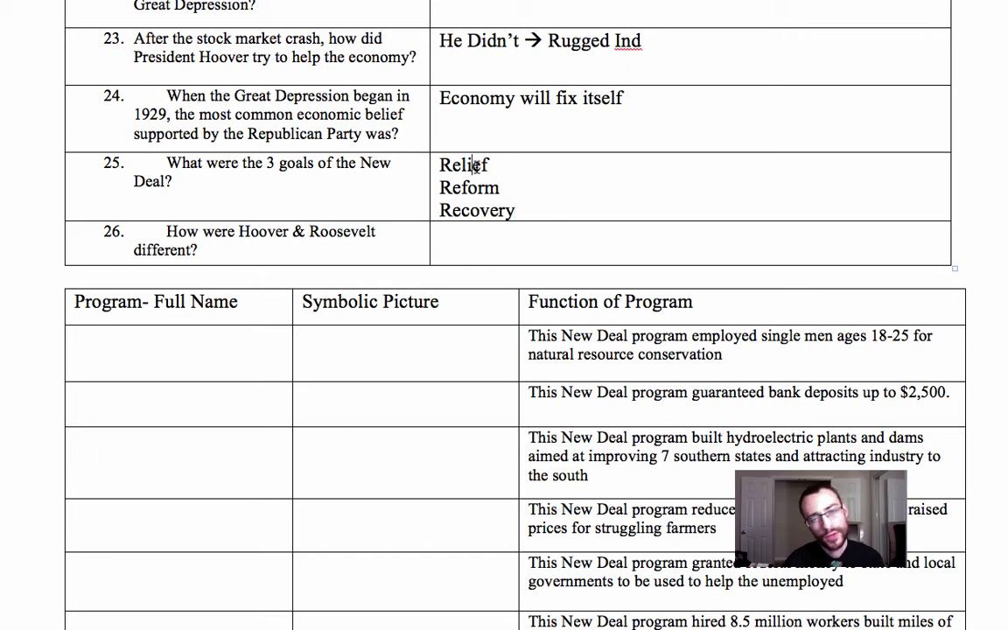So they want relief, basically help with money, by sending people relief. They want to reform the government, change it into something different, and they want to make sure that the economy can recover from the devastation that it was experiencing.